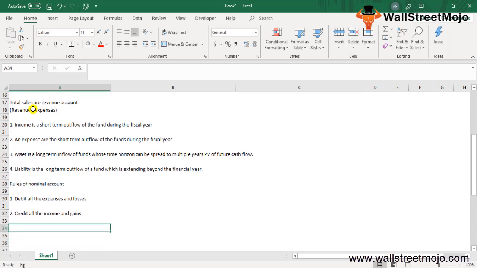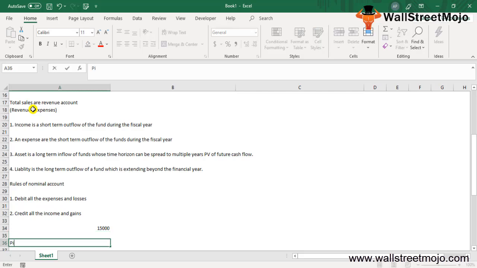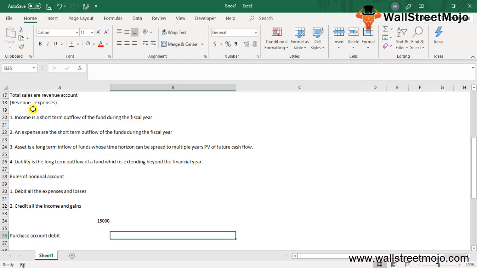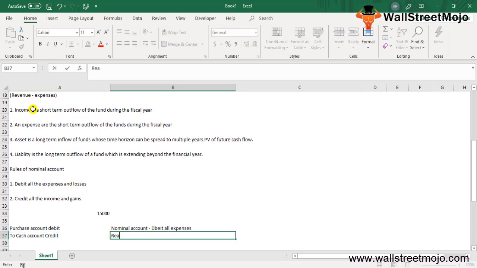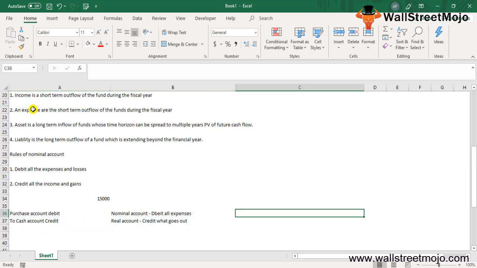Suppose goods are purchased for 15,000 in a cash transaction. To record this transaction in the books, we are affecting two accounts, the purchase account and the cash account. The purchase account is debited. The rule applied here is for a nominal account: debit all the expenses. And the credit will be to the cash account, which is a real account, and the rule is credit what goes out. So the amount will be 15,000.